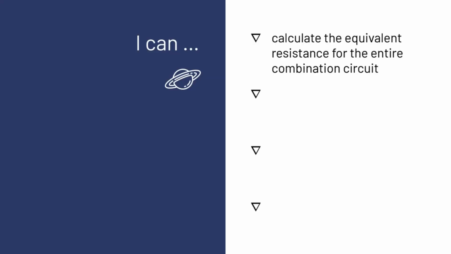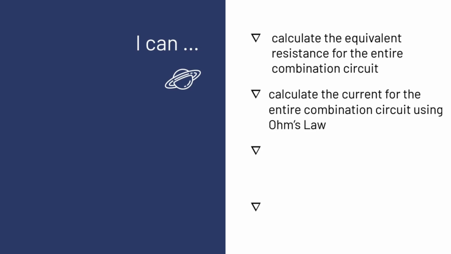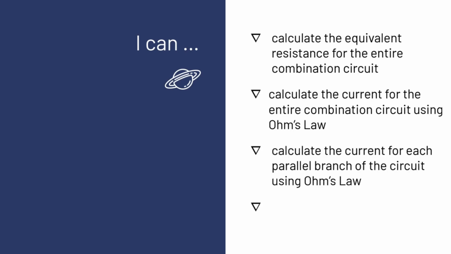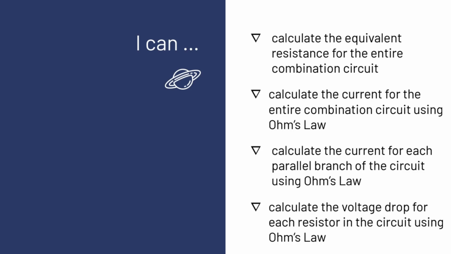The success criteria for this lesson are, I can calculate the equivalent resistance for the entire combination circuit. I can calculate the current for the entire combination circuit using Ohm's Law. I can calculate the current for each parallel branch of the circuit using Ohm's Law. And I can calculate the voltage drop for each resistor in the circuit using Ohm's Law.